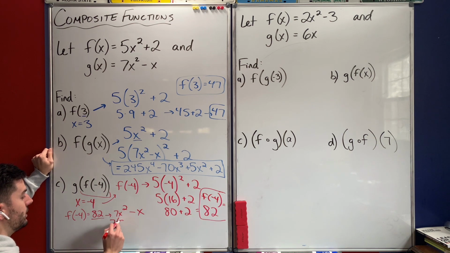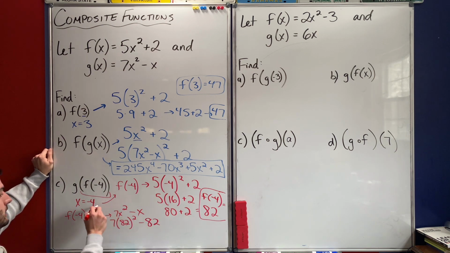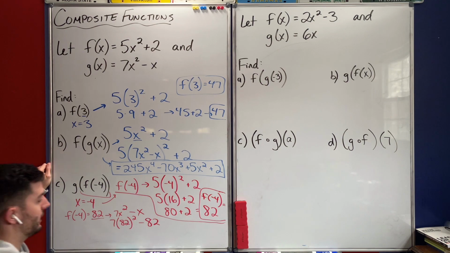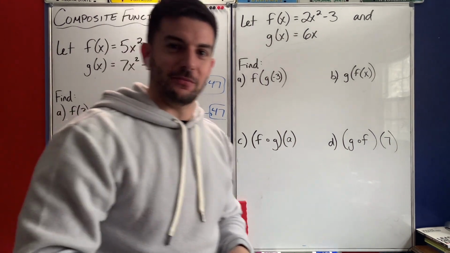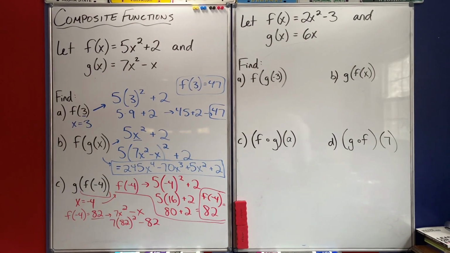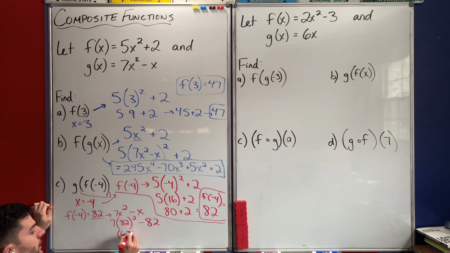So 7 times 82 squared minus 82. Again, replacing all these x's. So I would do 82 squared. I can't do that off the top of my head, so let me get my calculator here. 82 squared is 6,724. Had to use my calculator for that one.